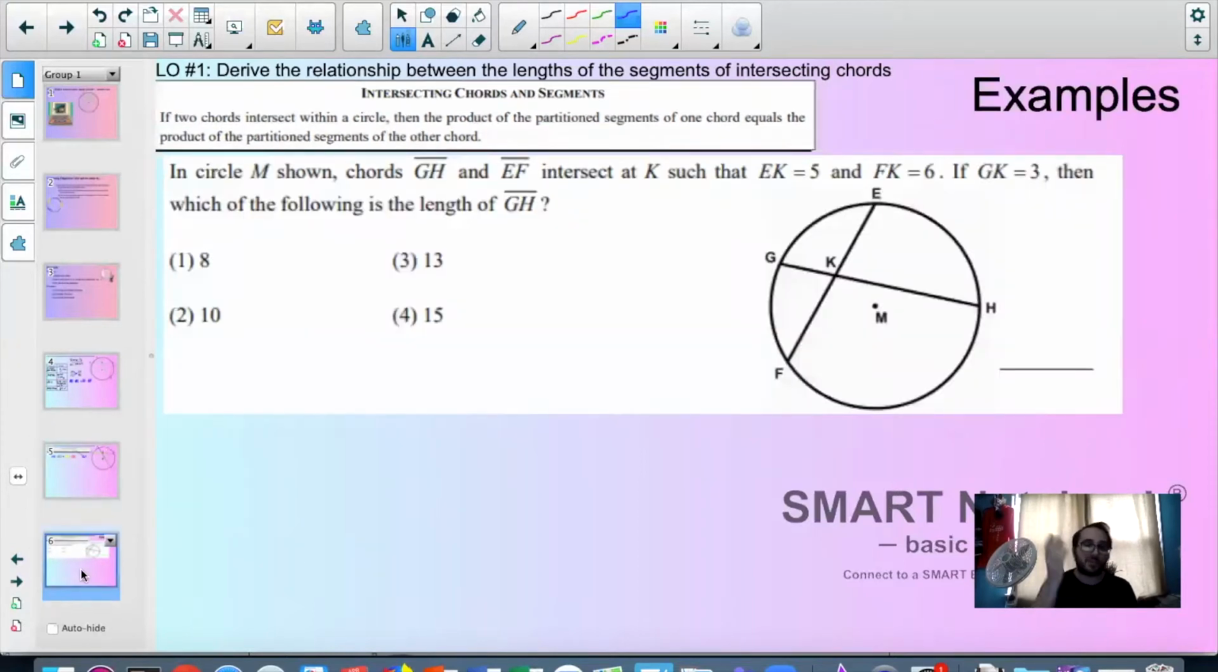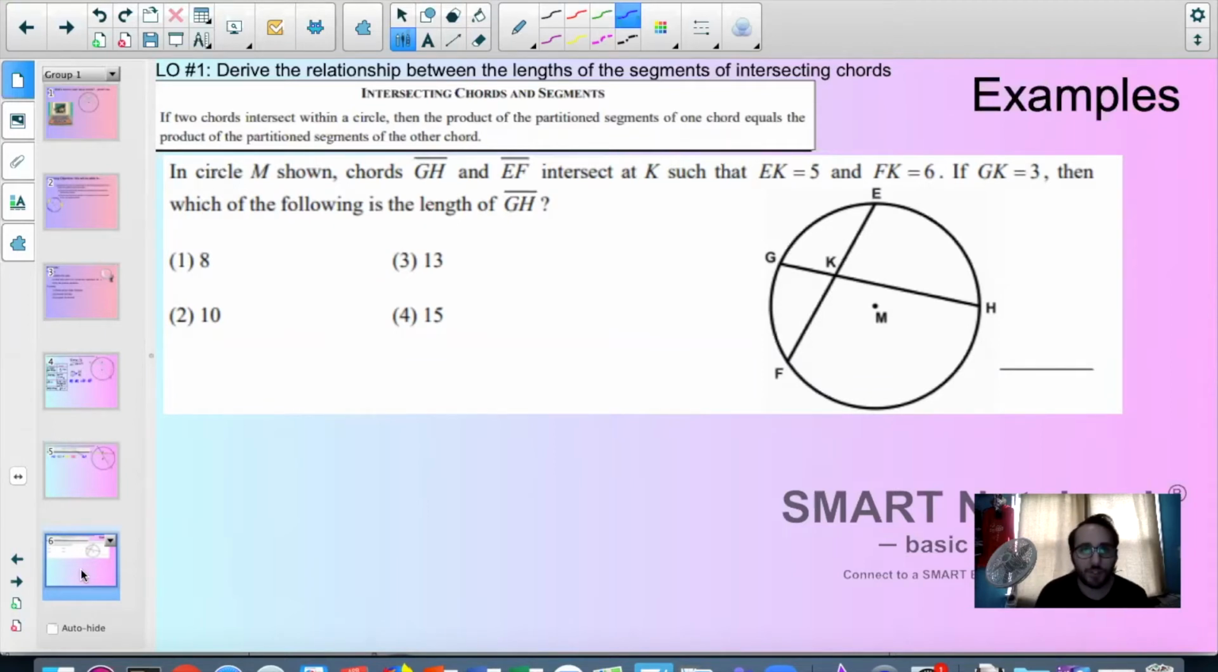So in circle M shown, chords GH and EF intersect at K, such that EK is 5 and FK is 6. If GK equals 3, then which of the following is the length of GH? So I'm going to encourage you to do two things. Pause the video, write out the relationship between the parts of this circle. So we learned about the partitioned chords, their product equal each other, and see if you can figure this out on your own. I'll wait.